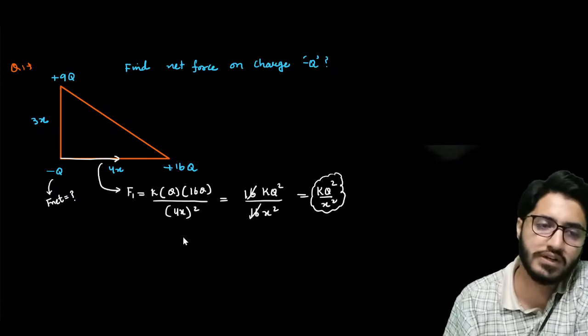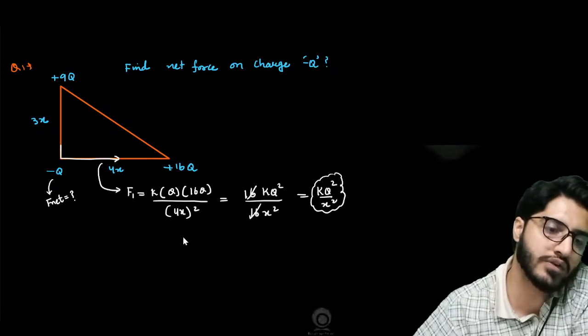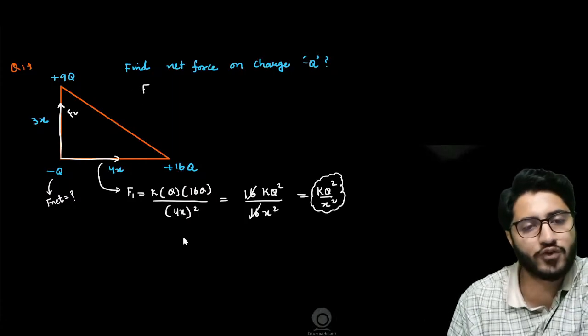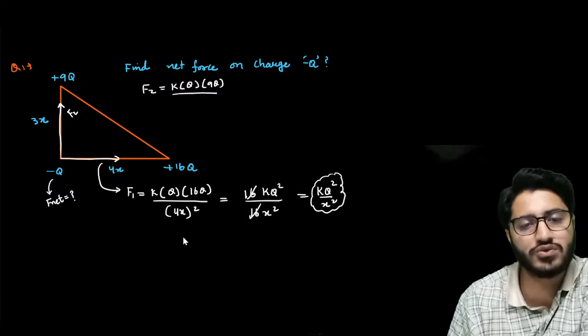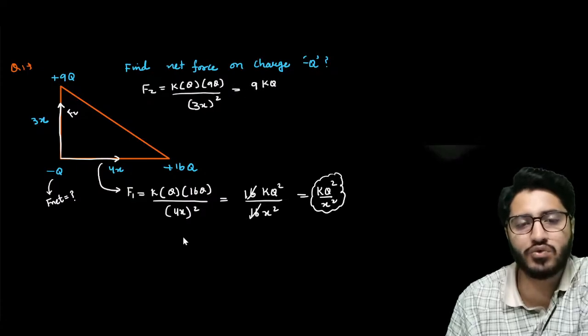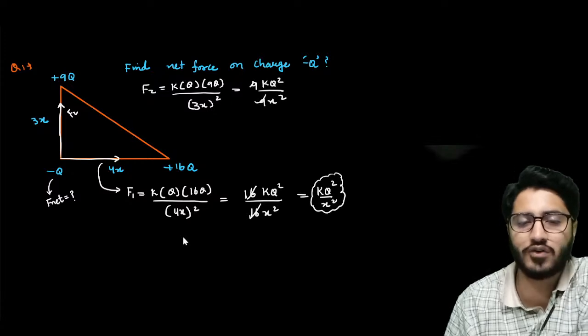Okay, for this one, in the same way, negative positive attracts. So let us suppose it is F2. Now what is F2? F2 will be equal to K, Q1 is Q, Q2 is 9Q, whole divided by R square, which is 9x square. So I can write here 9K Q square whole divided by 9x square. 9 cancels out. My answer would be K Q square by x square.